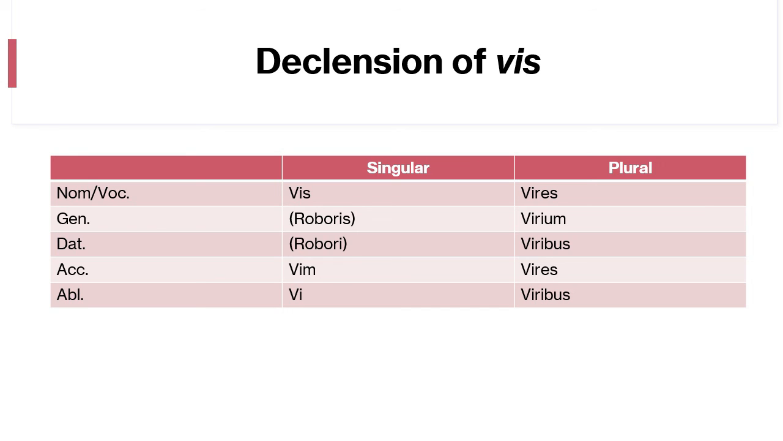So let us see the declension. I will read the forms of vis. Vis, roboris, robori, vim, vi. Vires, virium, viribus, vires, viribus.